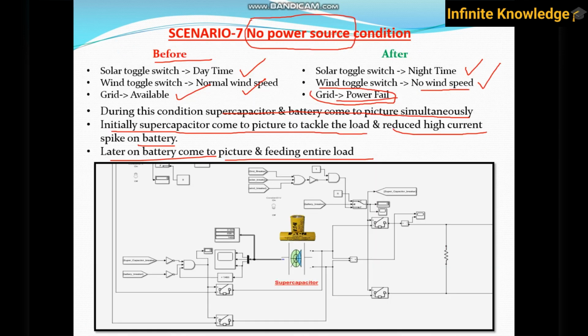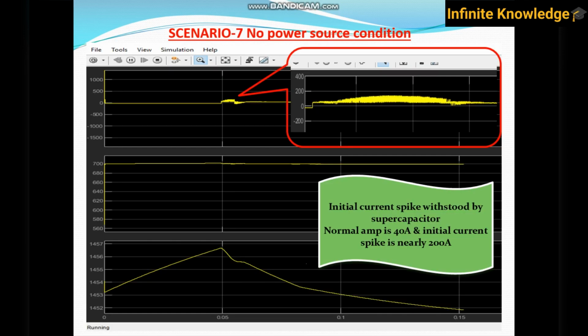So this is the supercapacitor part. You can see initially the power spike on the supercapacitor is 200 amperes, whereas the normal current is 40 to 50 amperes, so the spike is nearly 4 times. And you can see initially the capacitor was charging, and then when it comes into the picture, it starts to discharge. This is the capacitor voltage, and this is the high current spike.